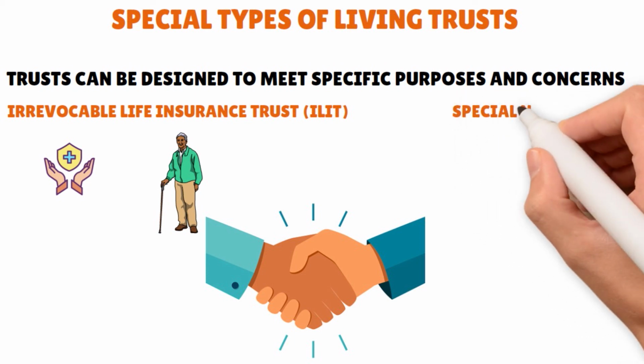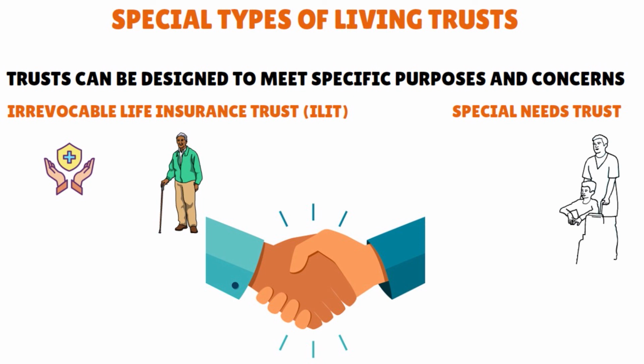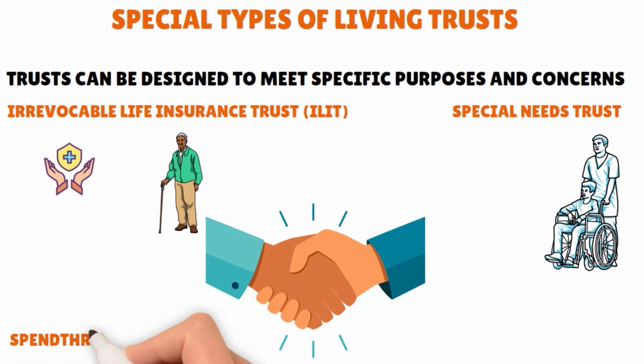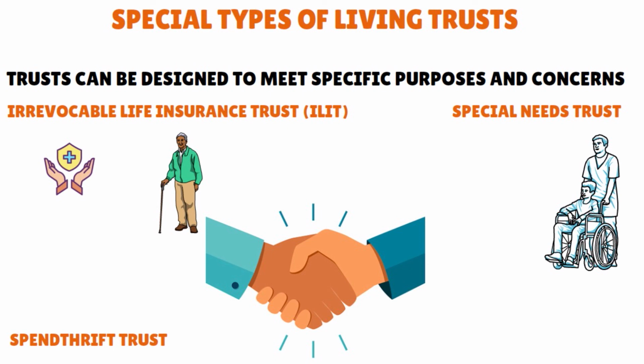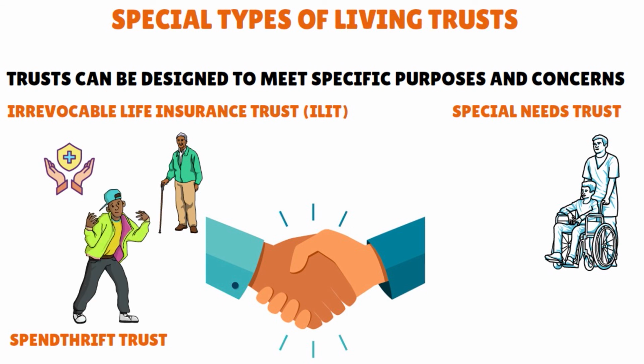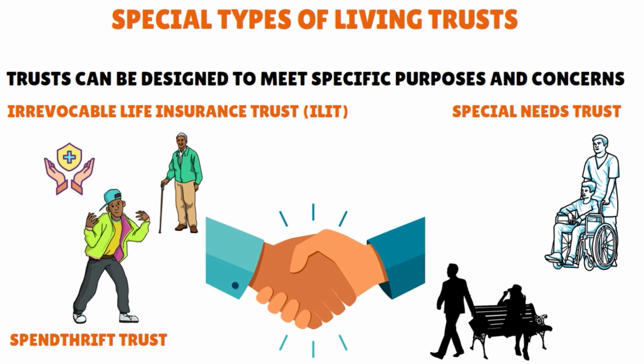A special needs trust can be set up to provide for a disabled beneficiary in such a way that it doesn't compromise their entitlement to supplemental security or Medicaid benefits. A spendthrift trust creates a platform whereby it gives the trustee discretion as to how and when distributions should be made to a beneficiary who is not financially responsible, or to safeguard the inheritance in the event the beneficiary divorces. All right, so irrevocable life insurance trust, ILIT, special needs trust, and spendthrift trust.